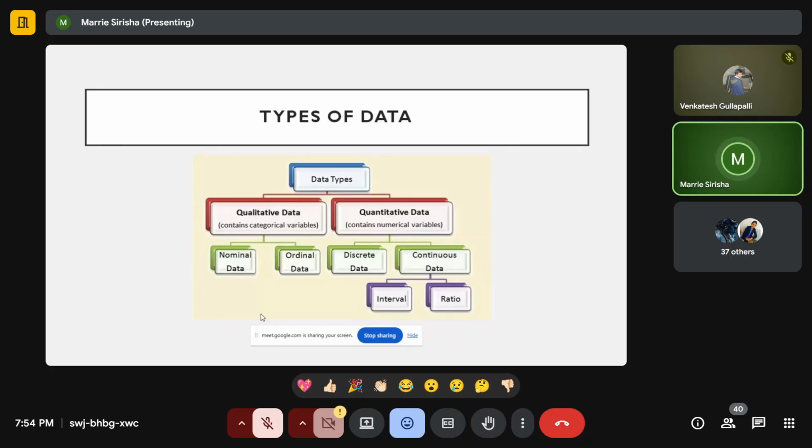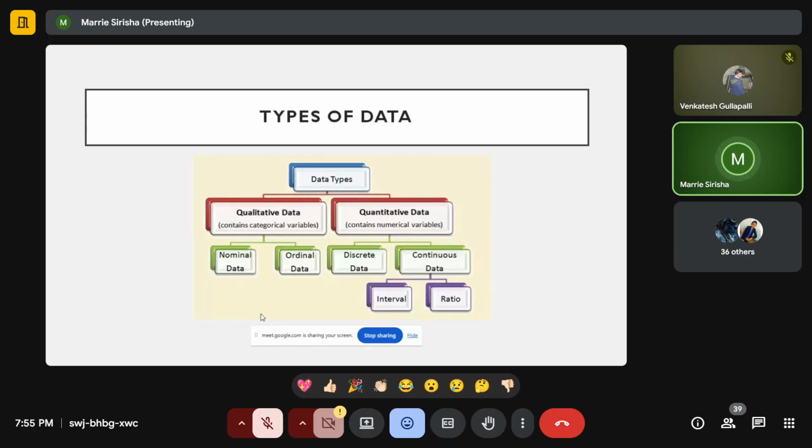So, types of data. As I told you, data has so many types. In that, particularly, we are categorizing into two, that is qualitative data and quantitative data. We will see qualitative data next. But this is just a flowchart of the data types, what types of data there are. In qualitative data you have two types, and in quantitative data you have two types.